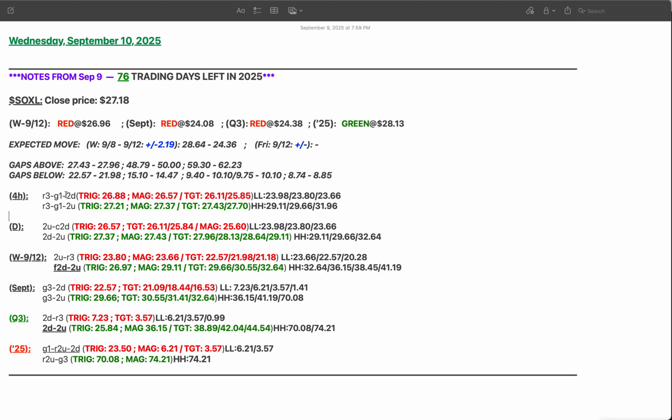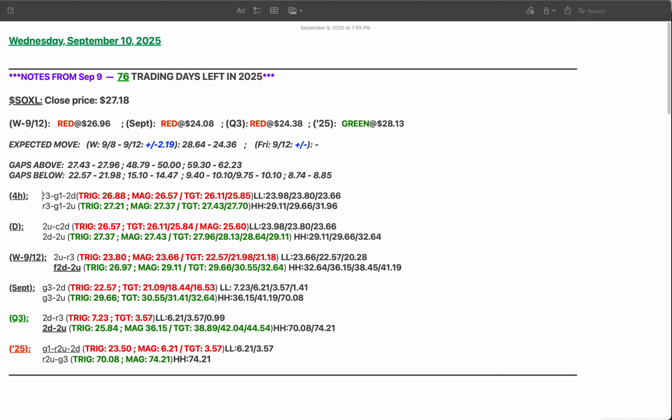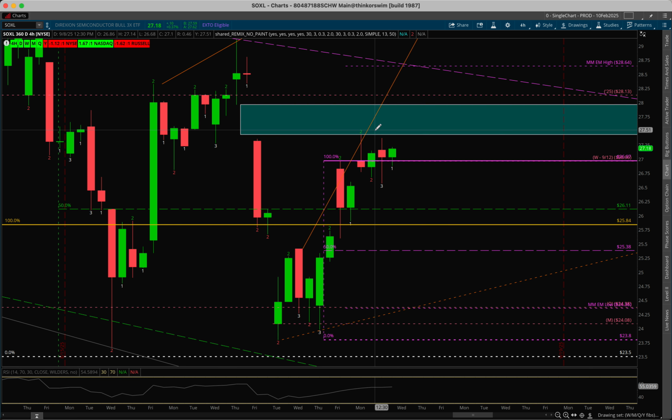So again, we've already looked at the chart, but just looking at our notes, we can see on the 4-hour, if we get the 312 down, that triggers at 26.88, magnitude 26.57, and we've got our extended targets of 26.11, which is last month's 50%, and 25.85, which is last quarter's high. To the upside, we would have the 312 up, triggering at 27.21, magnitude of 27.37, with extended targets of 27.43 and 27.70.